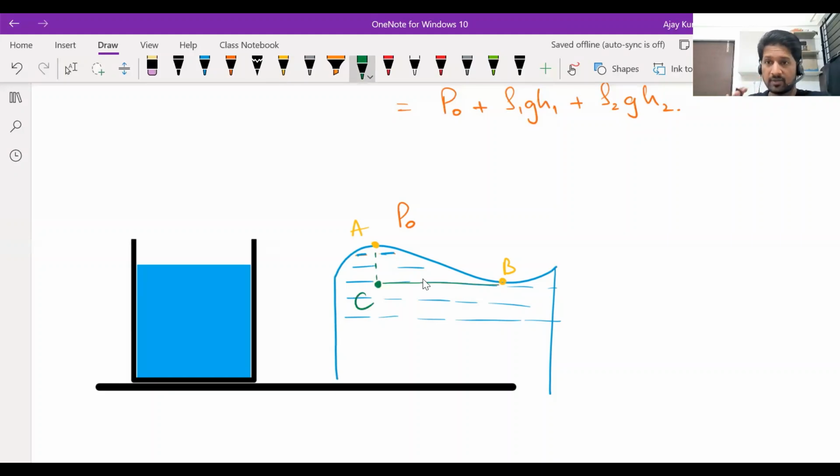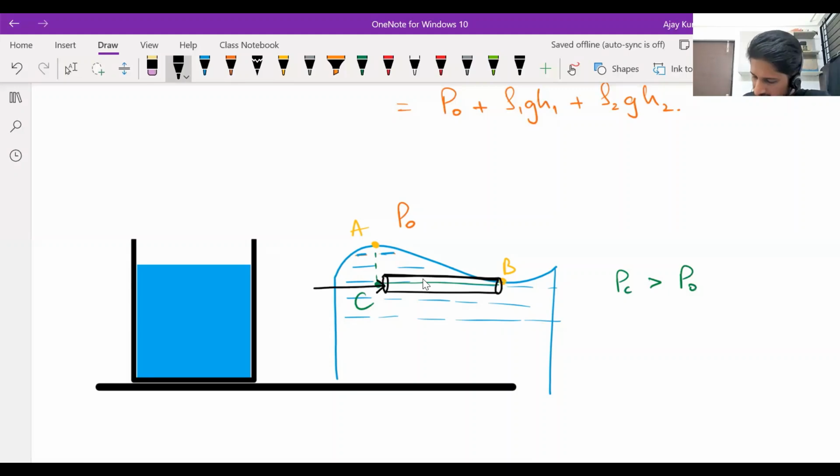If A is at atmospheric pressure, C cannot be at atmospheric pressure because it is deeper than A. It is inside the liquid. So pressure at C will be greater than atmospheric pressure. Now if pressure at C is more than atmospheric pressure, but the pressure at B is equal to atmospheric pressure, then what will happen? Consider an imaginary cylindrical liquid element like this. Pressure at C is more than P naught, but pressure at B is equal to P naught.